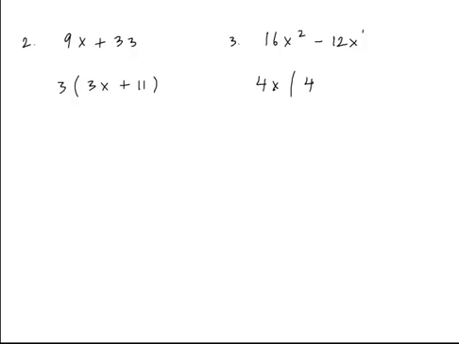4 goes into 16 4 times. When an x is removed from an x squared, you're down to an x. 4x goes into negative 12x, negative 3 times. The x's cancel.